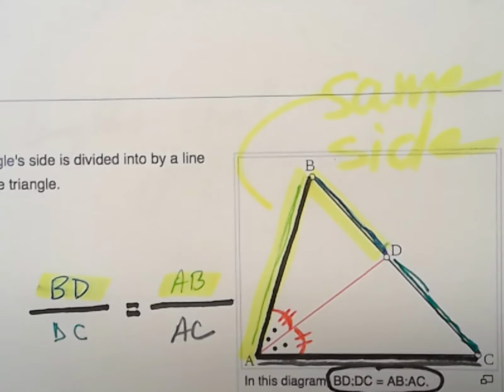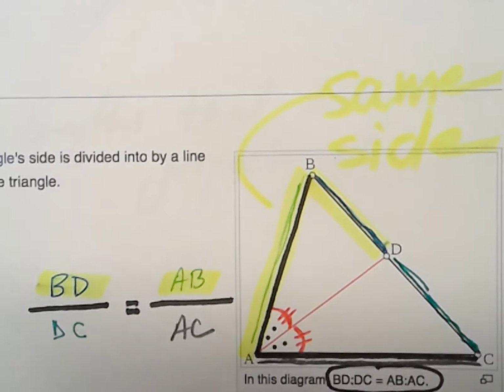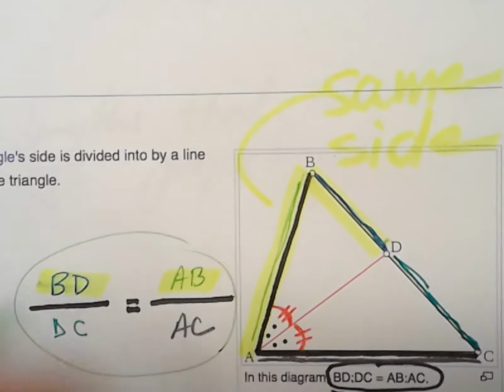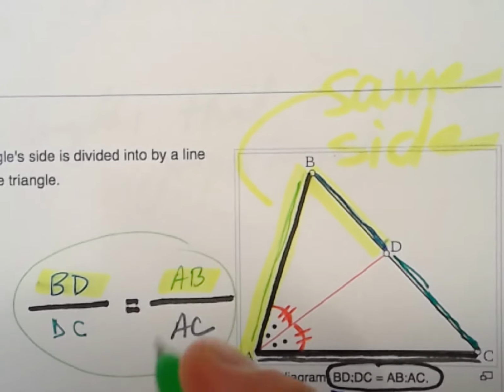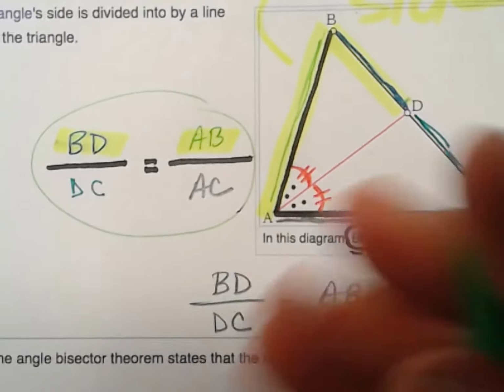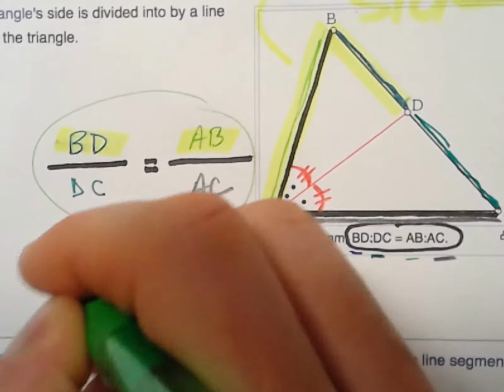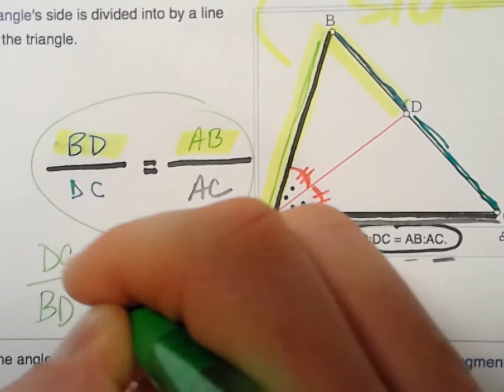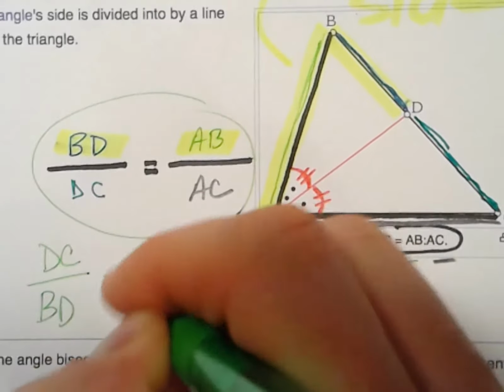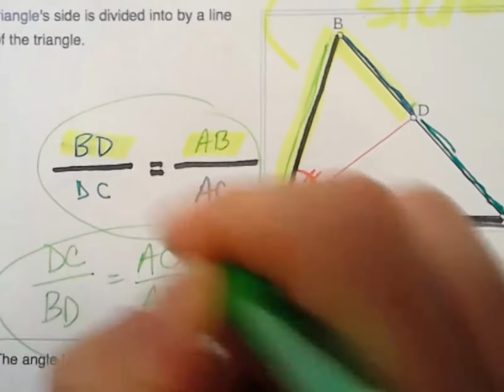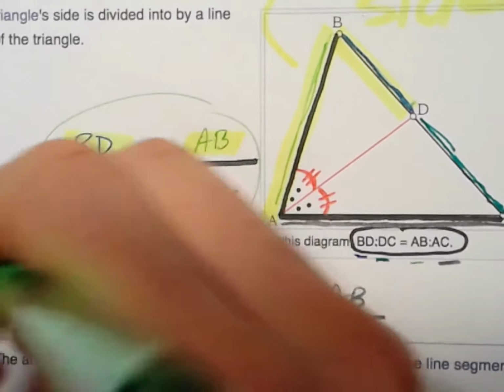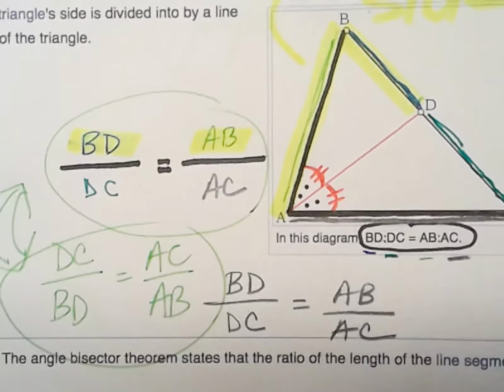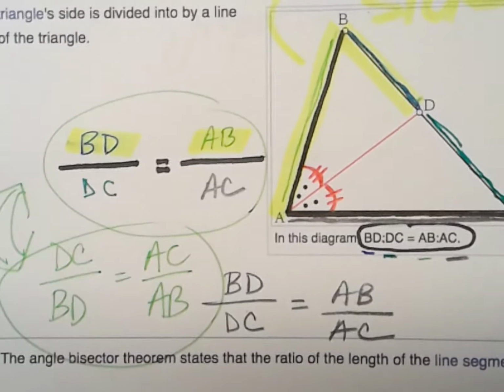Of course, it doesn't really matter which one of these you write on the top or the bottom, because you could just take this whole thing and go to reciprocals, and it would be exactly the same as writing DC over BD equals AC over AB. Those are completely equivalent statements. Okay? So let's look at a couple of examples here.